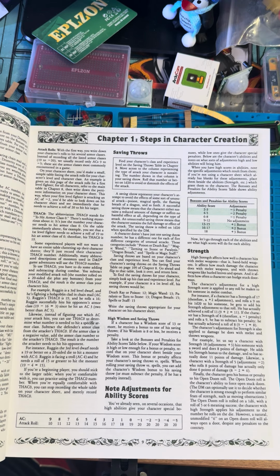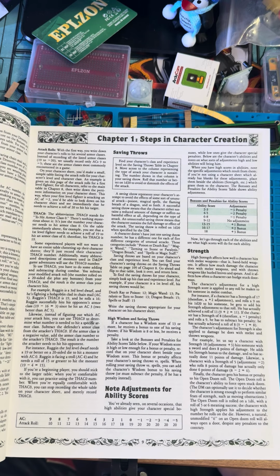On your character sheet, you make a small, simple table listing the attack rolls for your character's level and character class. An example is given on the page of the attack rolls for a first level fighter. For all characters, refer to the main table in Chapter 8. Then write down the pertinent information on your character sheet. This way, when your first level fighter is attacking an AC of -2, you'd be able to look down on his character sheet and see immediately that he needs to achieve a roll of 20 to hit this target.